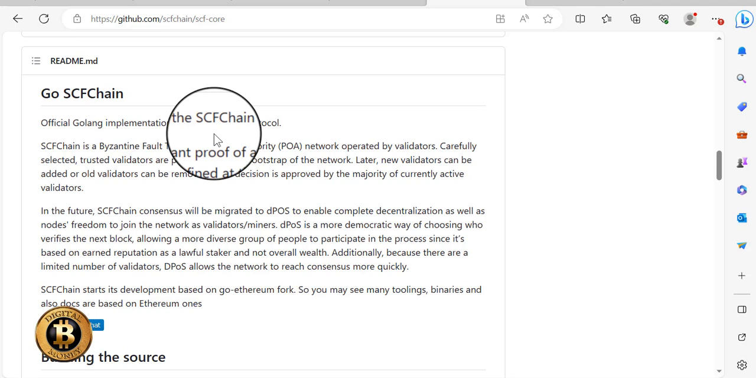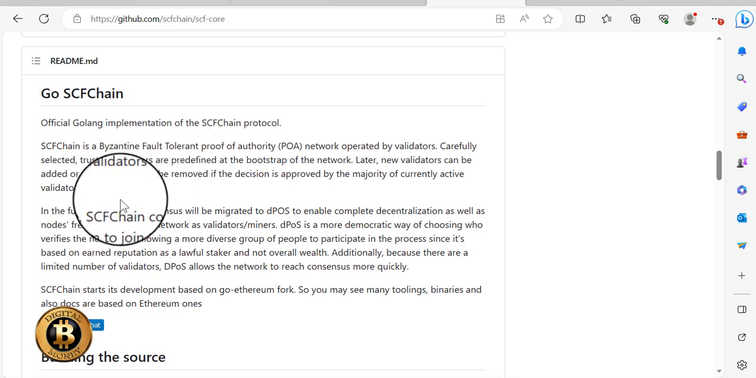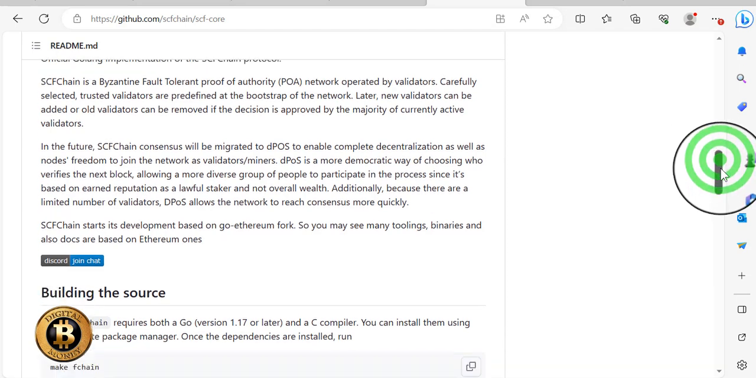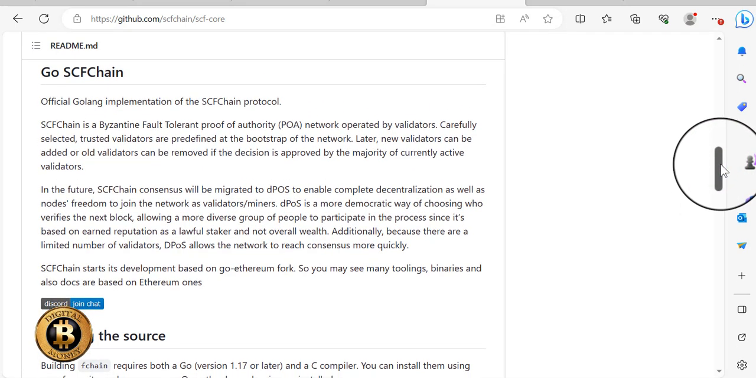Official Golang implementation of the SCF chain protocol. SCF chain is a Byzantine fault-tolerant proof of authority (POA) network operated by validators. Carefully selected trusted validators are predefined at the bootstrap of the network. Later, new validators can be added or old validators can be removed if the decision is approved by the majority of currently active validators. Now, I happen to be one of the node validators because I was in the project before the actual blockchain was implemented. So I'm one of the node validators that's actually mining the SCF coin, right?